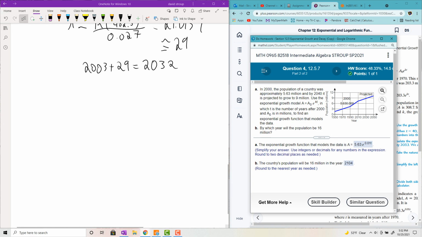So in 2000, the population of a country was approximately 5.63 million. By 2040 it is projected to grow to 9 million. Use the exponential growth model, in which t is the number of years after 2000 and a sub 0 is in millions, to find the exponential growth function that models the data. Okay, so problem 4.